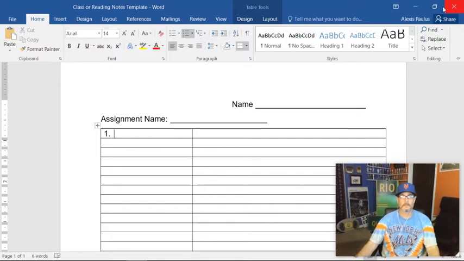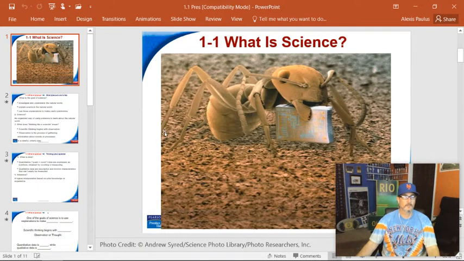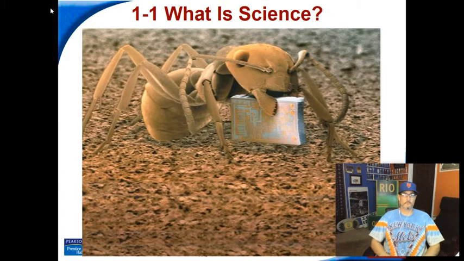All right, let me go ahead and get back to the notes. What section 1-1 is about is scientific observation, the basics of science, the scientific method, what data is, and hypotheses.